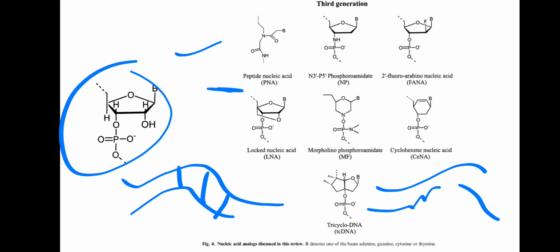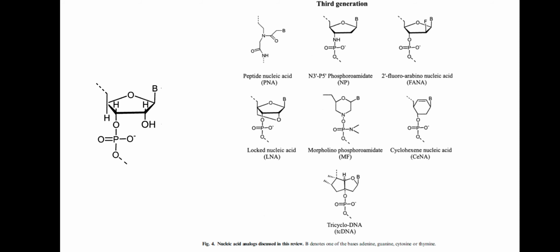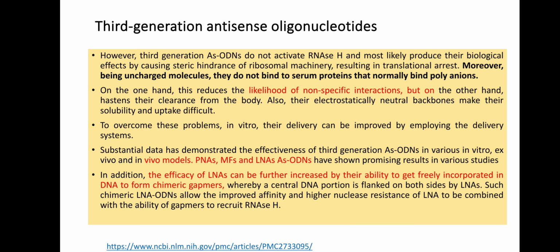You can see this is the locked nucleic acid. Here the furanose ring is completely locked, so this structure is more stable in a high nuclease medium. So this is about some concepts for third generation antisense molecules. We have already discussed this in the previous slide.